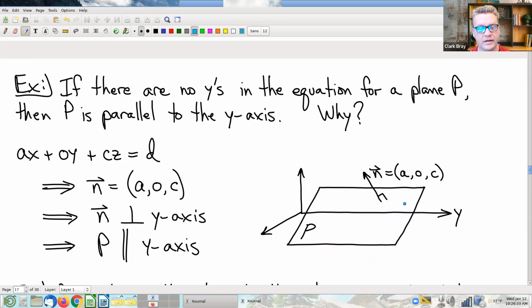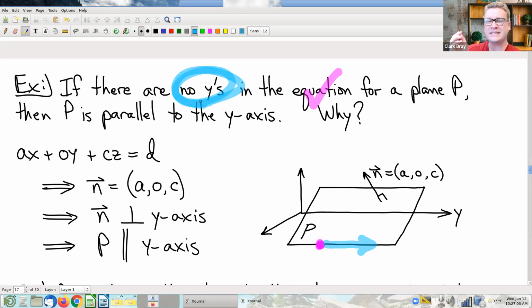Okay, here's another way to think about this same result. If there's no y's in the equation, and let's suppose I know some point that's on this plane, I'm just going to pick a point there that I know satisfies the equation. Now, there being no y's in it, what would happen if I changed the y coordinate? Start with a point that's on the plane. If I change the y coordinate, well, there's no y's in the equation. Change the y coordinate all you want. It doesn't change the equation at all.